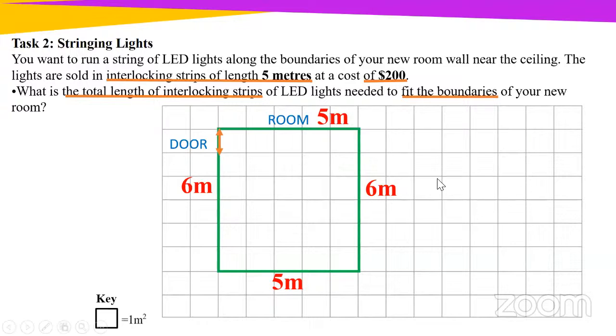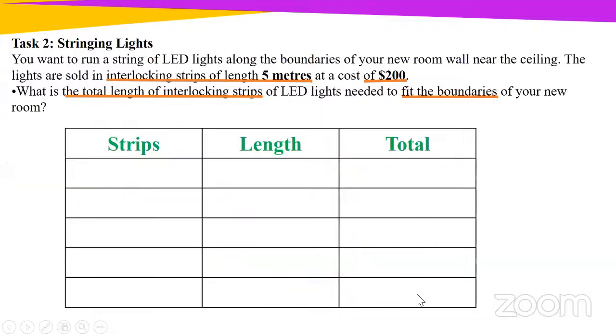All right. What's the word that we need to look for though? That one word we need to be able to find. We're going to be finding the what? Perimeter. That's it. Good job. So we're going to be finding the perimeter. And so we know the perimeter would be 5 meters plus 6 meters plus 5 meters plus 6 meters. So our perimeter of the room is 22 meters. Very good. So we know the perimeter.